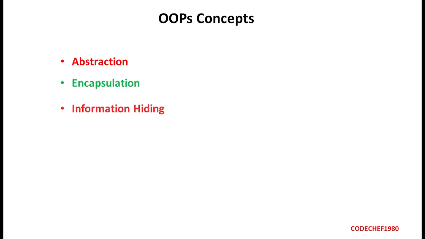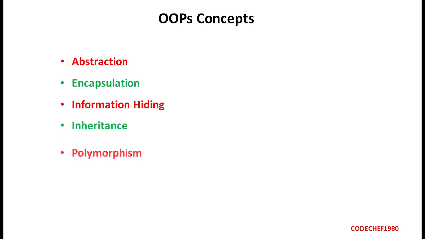Now I would like to list out the OOP concepts we have. The first one is abstraction, the second is encapsulation, the third is information hiding, the fourth is inheritance, and the fifth is polymorphism. Now we will discuss them one by one.